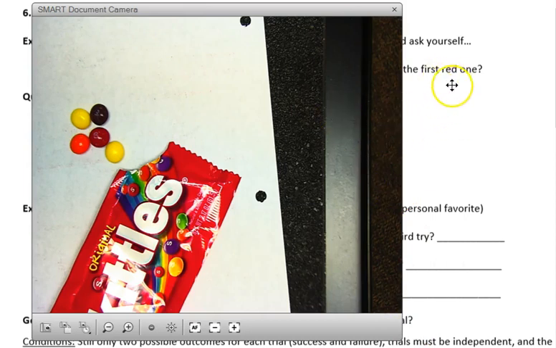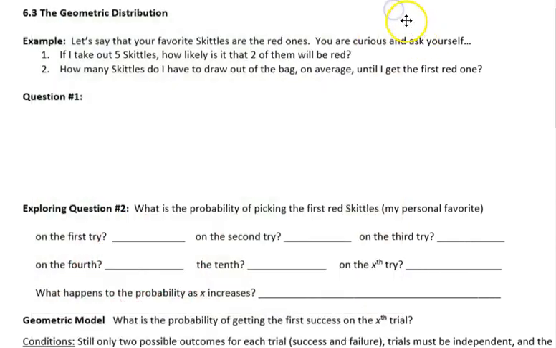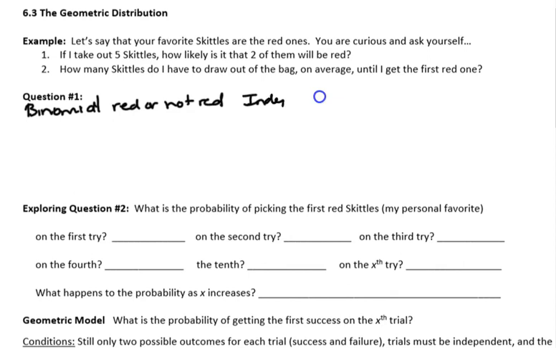So let's think about that. Is that a binomial situation? Okay, so here's it. If I take out 5 Skittles, how likely is it that 2 will be red? Well, I got 1 red. Let's think about this. Is this a binomial situation? Well, we do have red or not red. How about independence? Well, we're sampling without replacement.